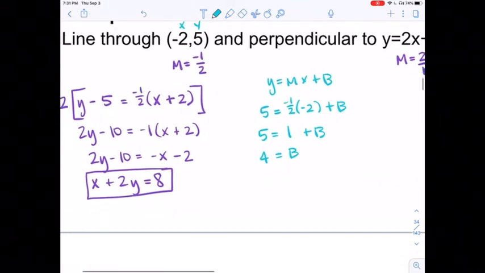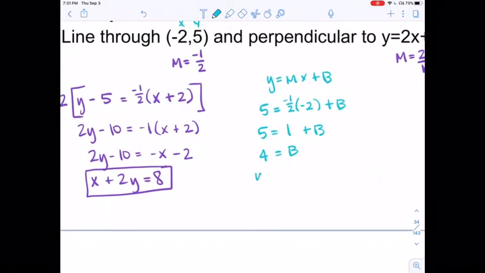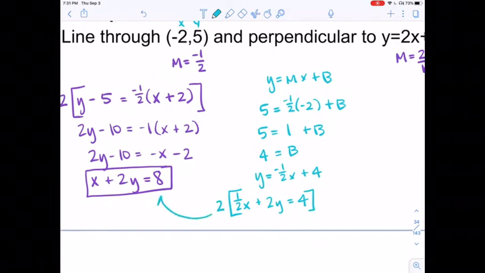And now we plug it back into the y equals mx plus b. So y is equal to negative 1/2 x plus 4, and then we would go about changing that into standard form. So 1/2 x plus 2y would be equal to 4, and then when we multiply everything by 2, we end up with our same answer. And this should be, I was getting ahead of myself, that should be a 1y.